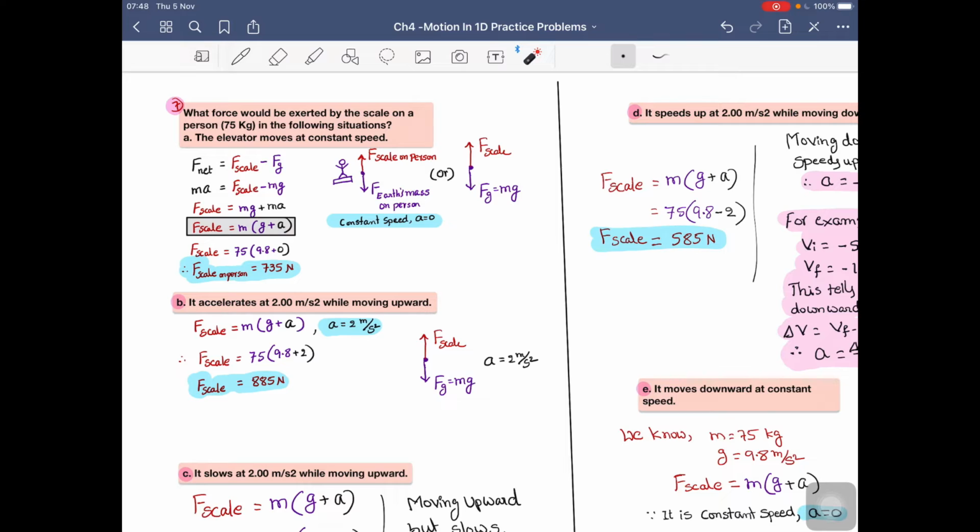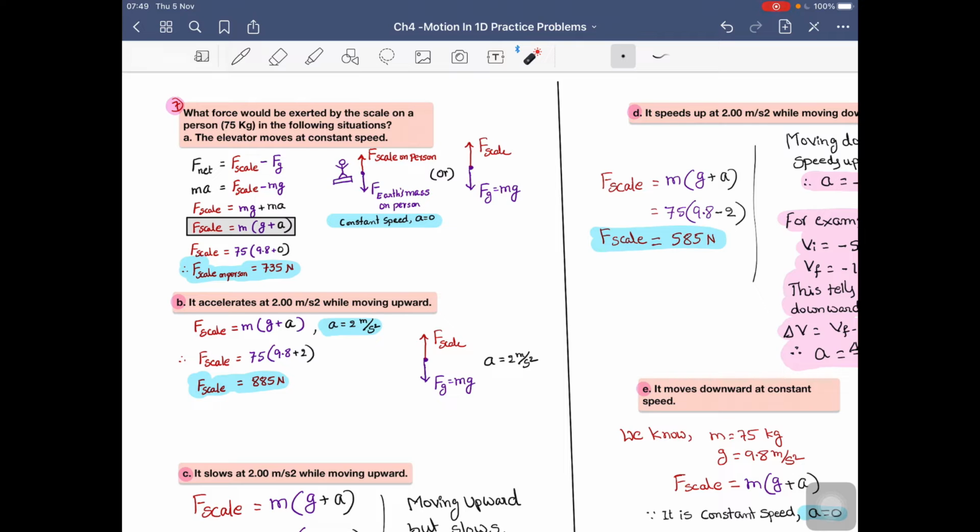Question A. The elevator moves at constant speed. That means A equals 0, no acceleration. Therefore, the scale reading is equal to mass times G. It is the weight of the object. So here the apparent weight equals the actual weight.